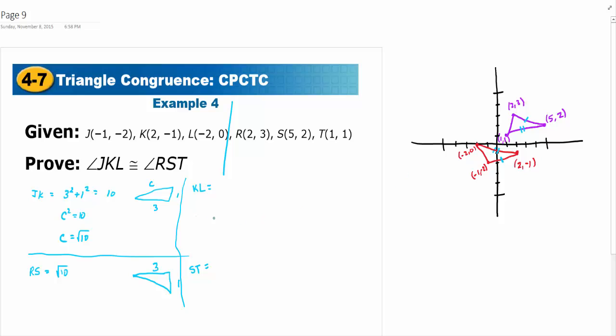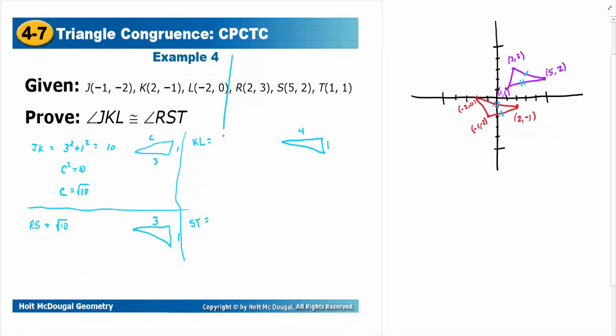Okay. So for KL, I'm going again from -2 to +2, so the horizontal distance on this triangle is going to be 4. And if you go down, it's going from 0 to -1, so that distance is going to be 1. So again, this would just be 1 squared plus 4 squared equals c squared. So c is the square root of 1 plus 16, so the square root of 17. So KL is the square root of 17.